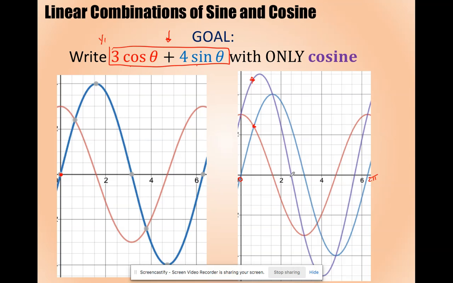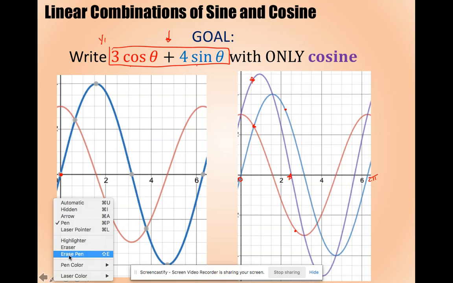Notice that here, where my purple graph has an x-intercept, the range value of 4 sine theta and the range value of 3 cosine theta balance one another out. And that's why my purple graph is 0, right? And I can do that analysis all along this graph.